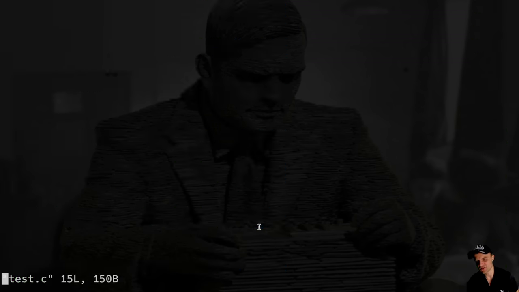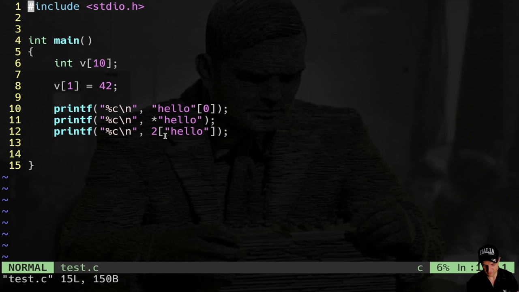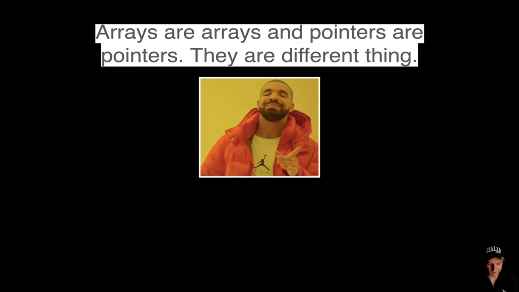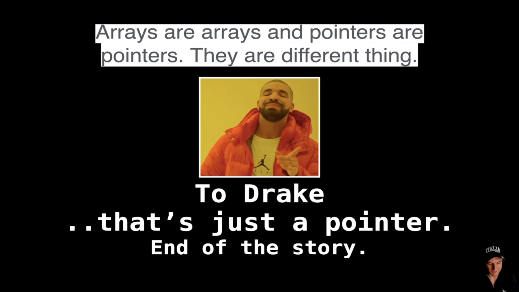Now you understood the trick, right? We don't have to go any deeper. You can do super strange stuff given the nature of reality in C. So the message I want to convey to you is that arrays are arrays, and pointers are pointers. They are indeed different things. But as Drake is telling us, to Drake, that's just a pointer. End of the story. Be Drake.